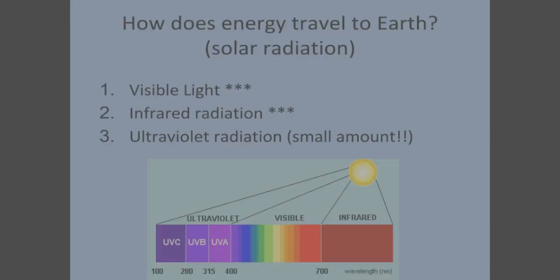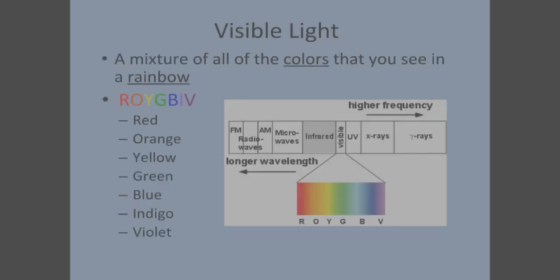Solar energy travels to Earth three ways. The first is visible light, second is infrared radiation, and the third is ultraviolet radiation, but just a small amount. What I'd like you to do is take a second and star visible and infrared, because most of the energy that travels to the Earth comes from these two sources. Now we're going to take a second and talk about each of these quickly.